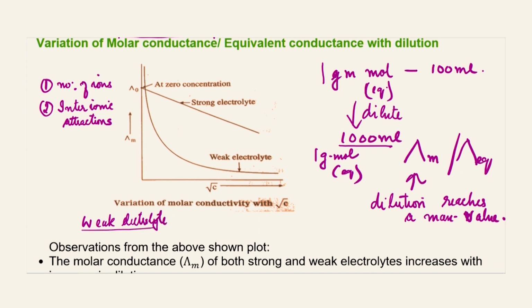Weak electrolytes actually do not ionize completely in a solution, they are only partially ionized. So, when a weak electrolyte occupies 100 ml of a solvent or a solution, you will have a certain amount of weak electrolyte dissociated. When the volume has been increased to 1000 ml, it changes because more and more solvent is added and more of the electrolyte gets dissociated. So, in the case of weak electrolyte, that is one point.